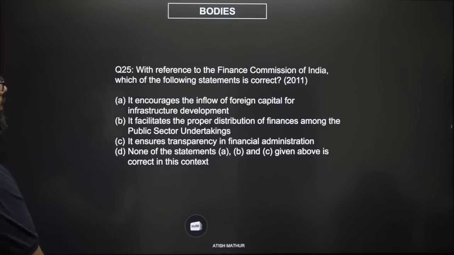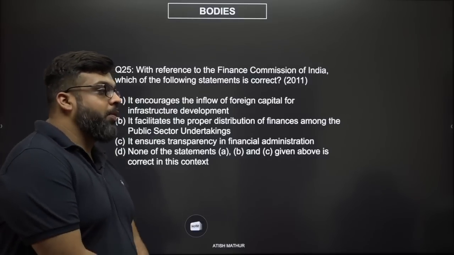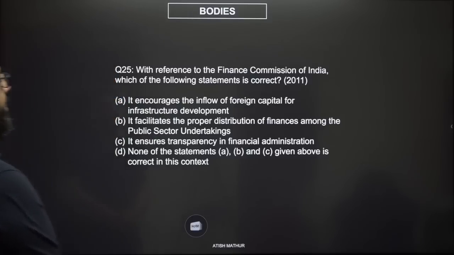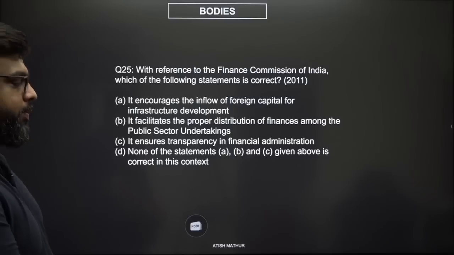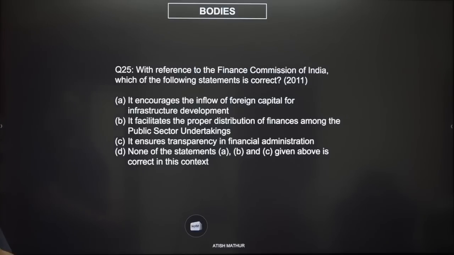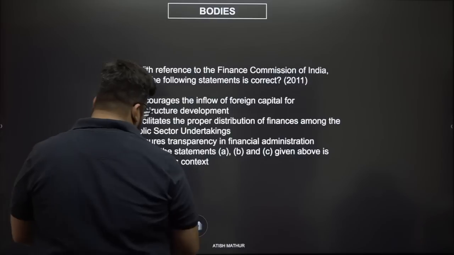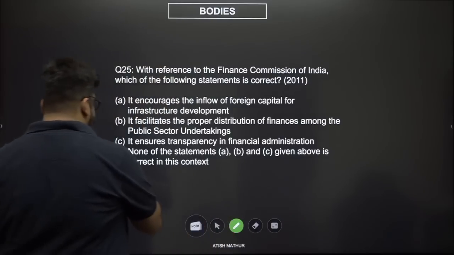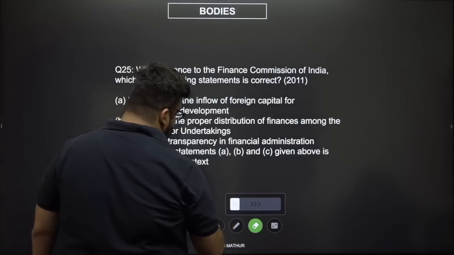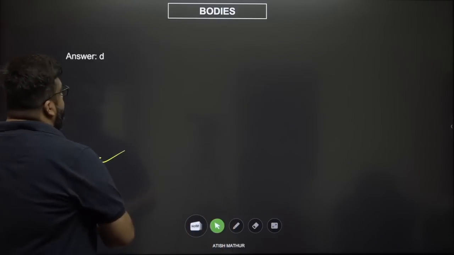It encourages the inflow of foreign capital for infrastructure development. Why would you set up a constitutional body for this? Facilitates proper distribution of finances. Then what would the CAG do? Ensures transparency in financial administration. Isn't that the job of the bureaucracy and of course the accounting services? So none of the options are correct. The answer should be D in this statement, right? So your answer is D. Let's quickly check it. Yes.